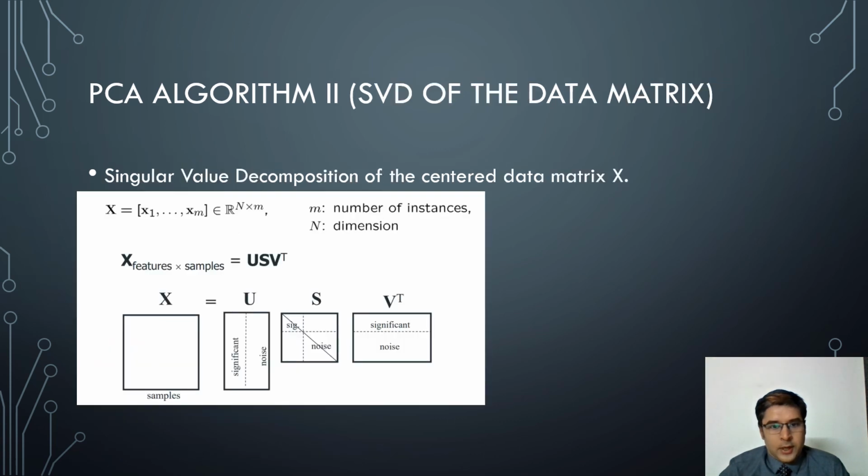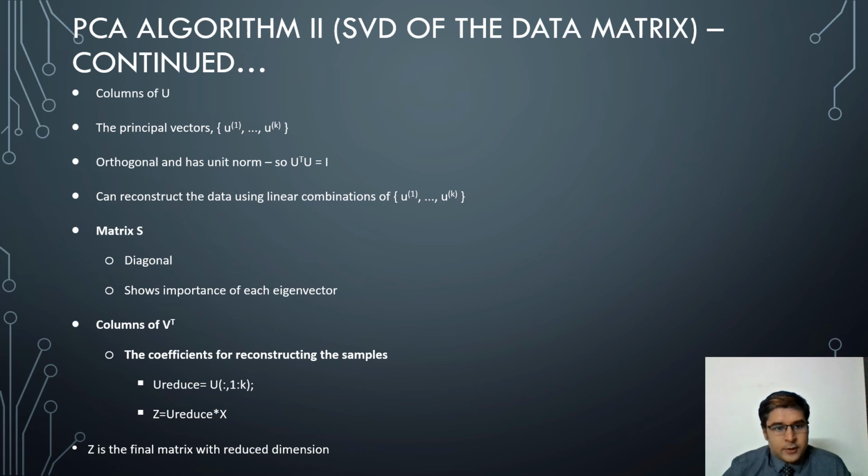Next is the second PCA algorithm, or the SVD of the data matrix. In this, we have the data matrix X, and we take the singular value decomposition of X as USV transpose, and we proceed with the algorithm. The columns of U are the principal vectors U1 to UK, orthogonal and with unit norms. So U transpose U is equal to the identity matrix I. We can reconstruct the data using linear combinations of U1 to UK. Matrix S is diagonal and shows the importance of each eigenvector. And the columns of V transpose contain the coefficients for reconstructing the samples. U reduce is U from 1 to k, and Z is U reduce transpose times X, and Z is the final matrix with reduced dimension. So this is the working of the SVD method.